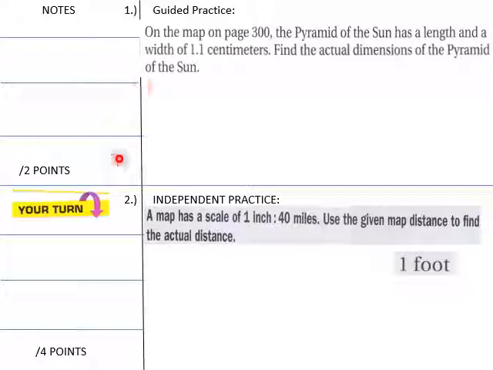Okay, guided practice on the map. The Pyramid of the Sun has a length and a width of 1.1 centimeters. Find the actual dimensions of the Pyramid of the Sun. Students, this one down here is yours: use the given map distance to find the actual distance. The map has scale 1 inch equals 40 miles. Okay, so into our guided practice.